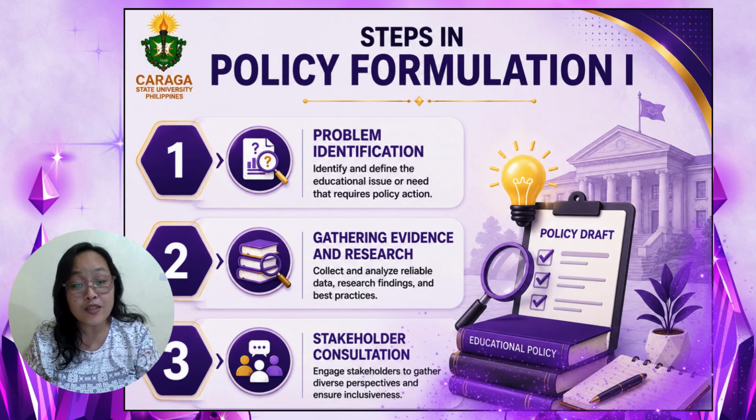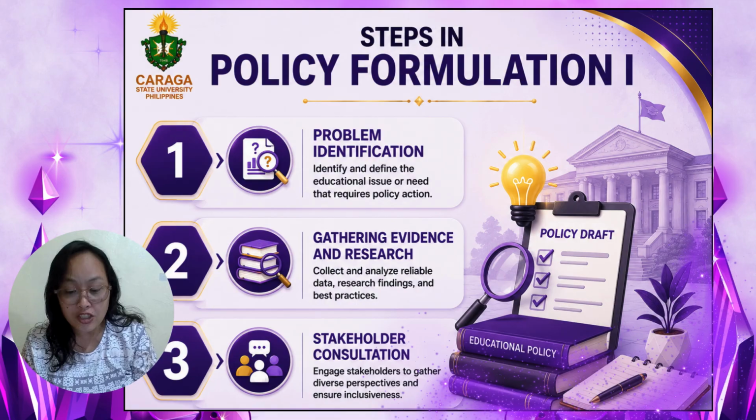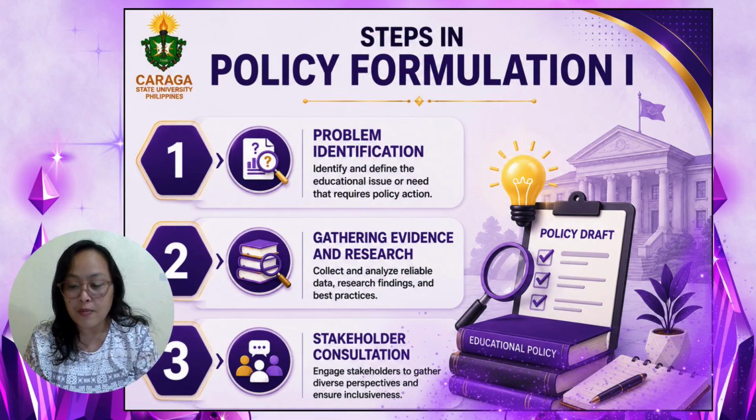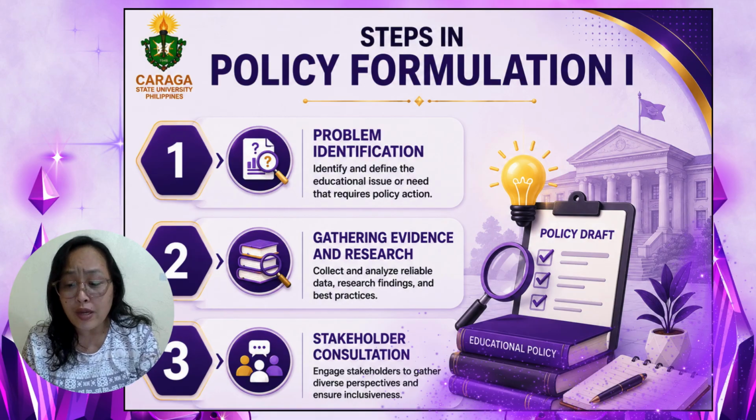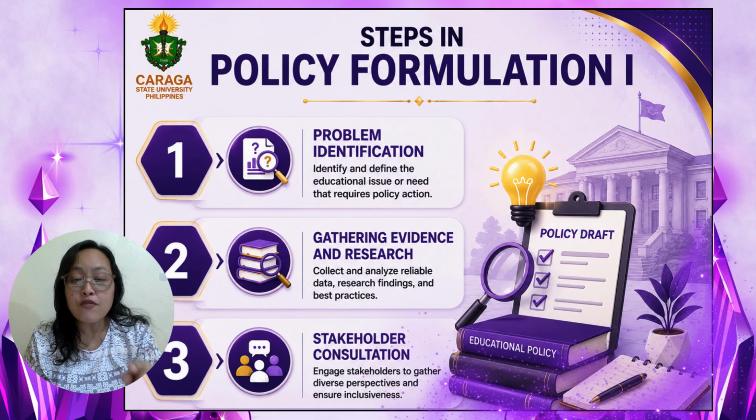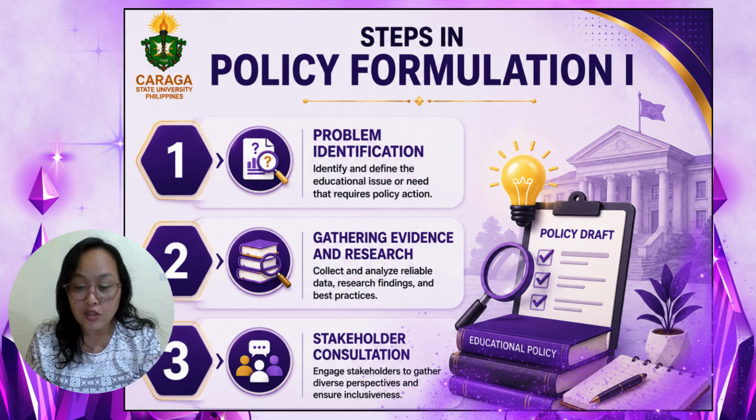First, problem identification. Every policy begins by identifying an educational issue that requires attention. Educational leaders collect data through school performance reports, research findings, classroom observations, surveys, community consultations, and national educational assessment. For example, if schools experience declining reading comprehension among students, educational leaders recognize literacy improvement as a priority requiring policy intervention. Without accurately identifying the problem, policies may fail to address the actual needs of learners and schools.